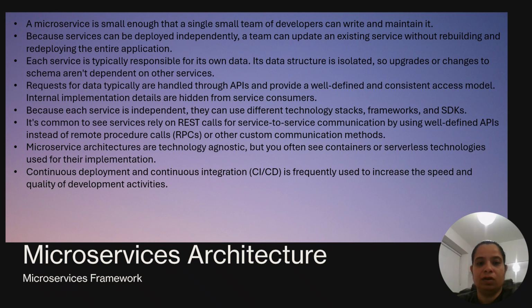And other than that, we have different API calls which can be made to get the details about the services. Microservices architecture is technology agnostic, but we often see containers or serverless technologies used for its implementation. Mostly Docker, Kubernetes, and serverless technologies are used for maintaining the architecture of those services. And CI/CD can also be used for maintaining the microservices architecture.